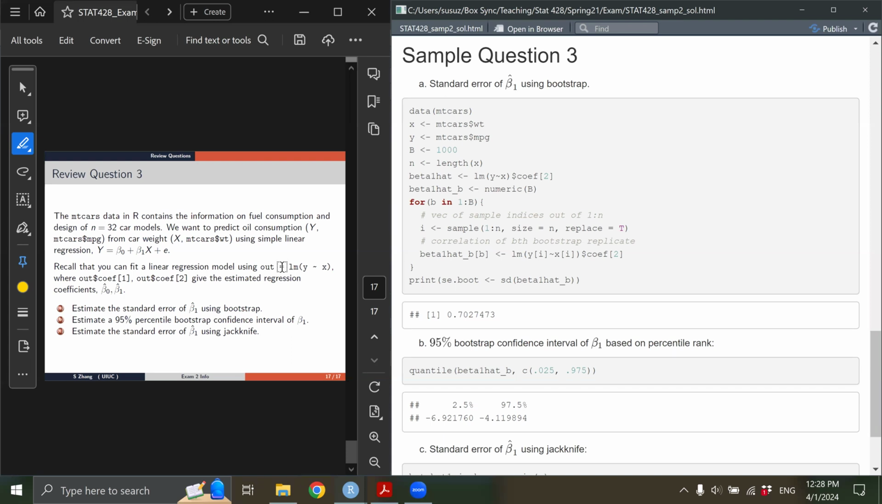For this particular question, we're going to fit a simple linear regression model where our predicted variable is going to be oil consumption, so MPG, miles per gallon, and the predictor variable we have is the weight of the car, which is given by a variable called WT, which stands for weight inside this data set. The regression line we have is that Y, which is MPG, is going to be some intercept plus slope times car weight plus some error term.